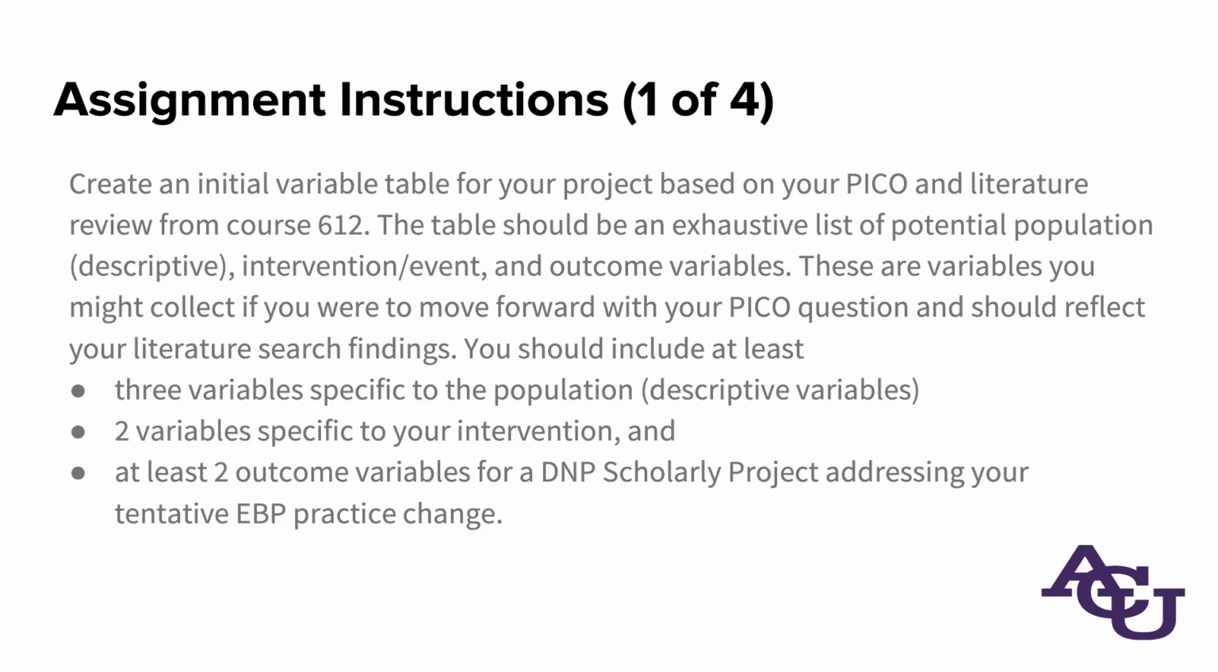The table should be an exhaustive list of potential population, which are descriptive variables, the intervention or events, and the outcome variables. So when it says exhaustive list, this doesn't mean all the possible ones, but all those that you are planning on tracking in your proposed project. These are variables you might collect if you were to move forward with your PICO question and should reflect your literature search findings. So you should be able to justify why these.